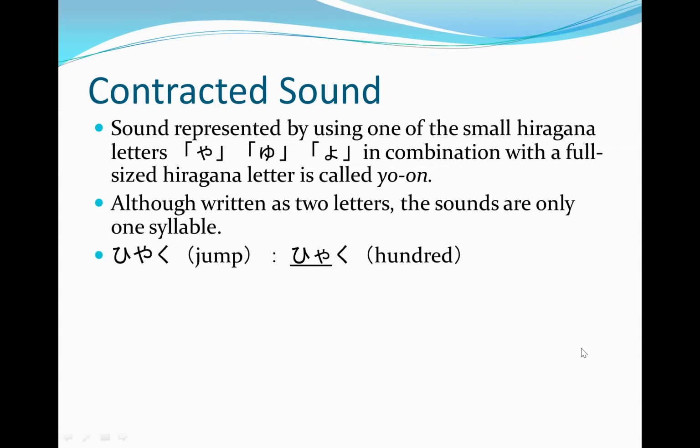In Japanese, we say jump as hiyaku. Jump. Again, hiyaku. And then for 100, it's hyaku. Again, hyaku. Notice how in hiyaku, the ya is written the same size as hi and ku, while in hyaku, the ya is written half the size of hi, making it read with hi as one syllable. Making it contracted, or sounding like just one syllable.